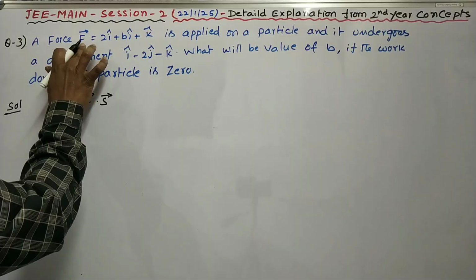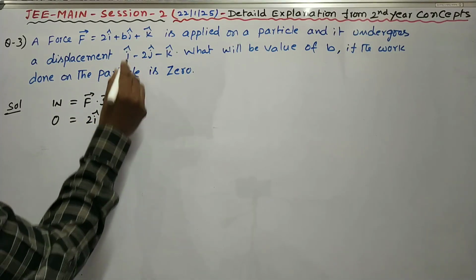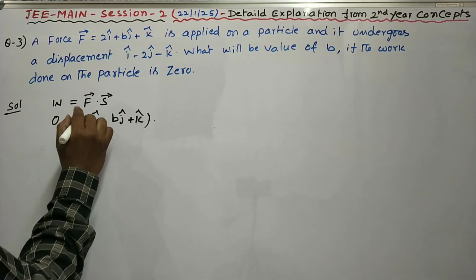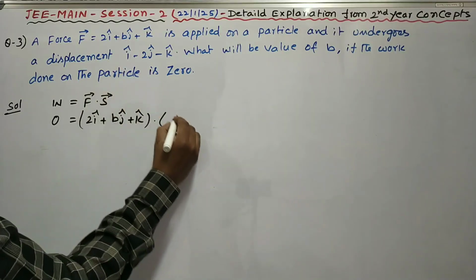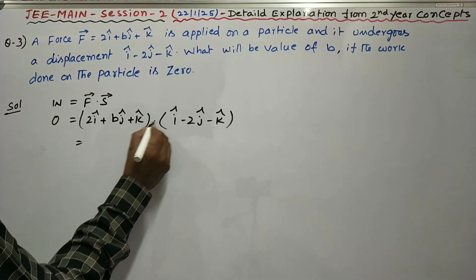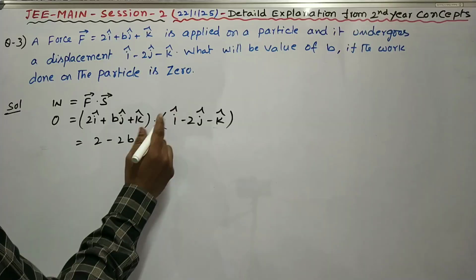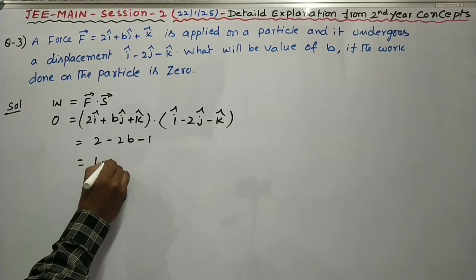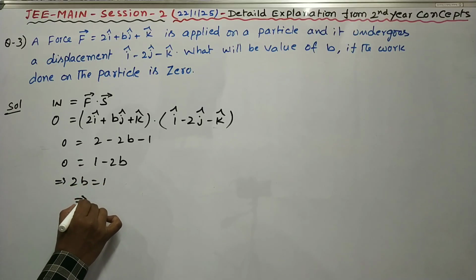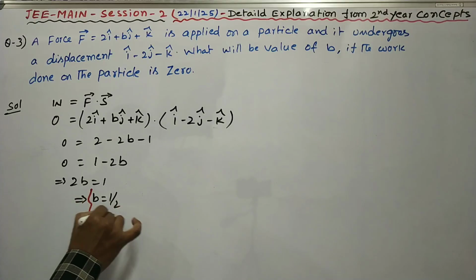Then the dot product of the force vector and displacement vector: (2I cap plus B J cap plus K cap) dot (I cap minus 2J cap minus K cap). So 2 times 1 is 2, minus 2B, B into 2, minus 2B, 1 into 1 is minus 1. So we get 1 minus 2B equal to 0. That implies 2B is equal to 1, so B is equal to 1 by 2. So this is the answer for this question. Right.